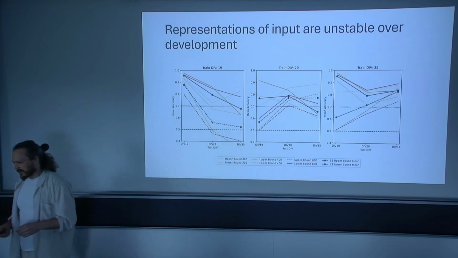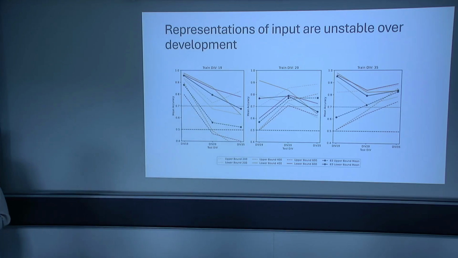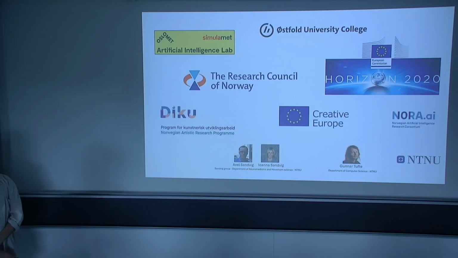So yeah, this is a bit of an overview of complexity measures and how they're relevant in biological neural networks.